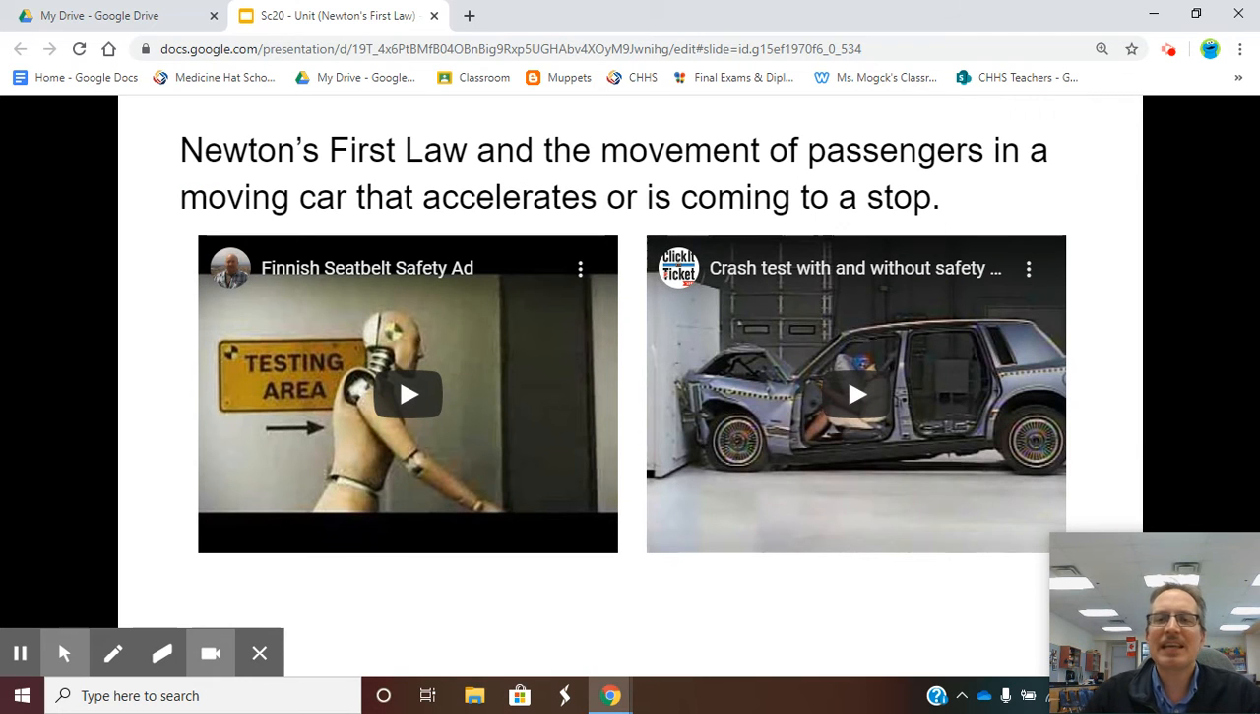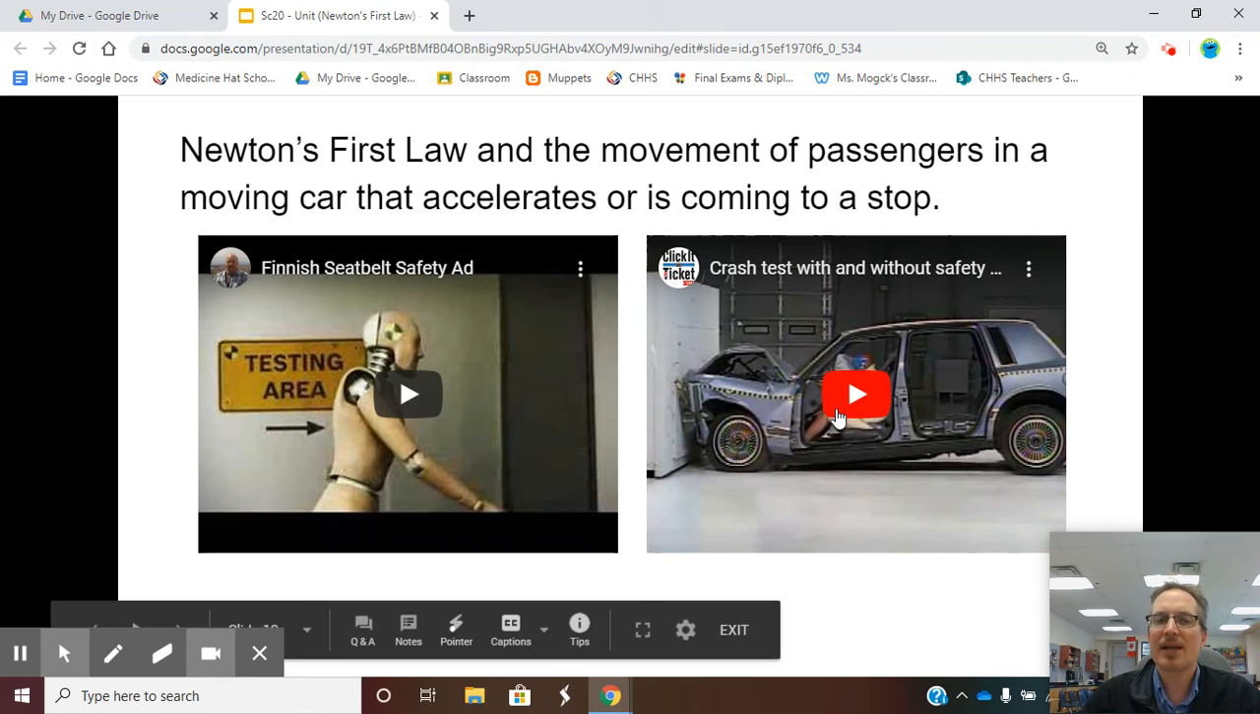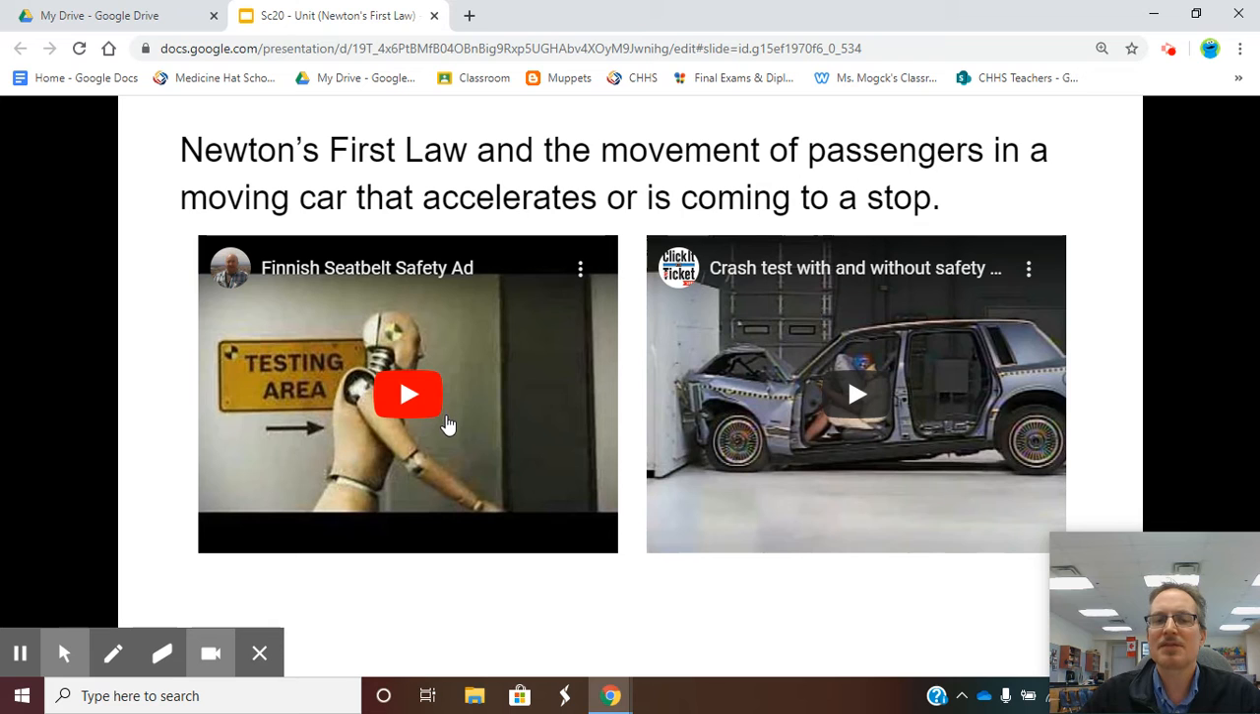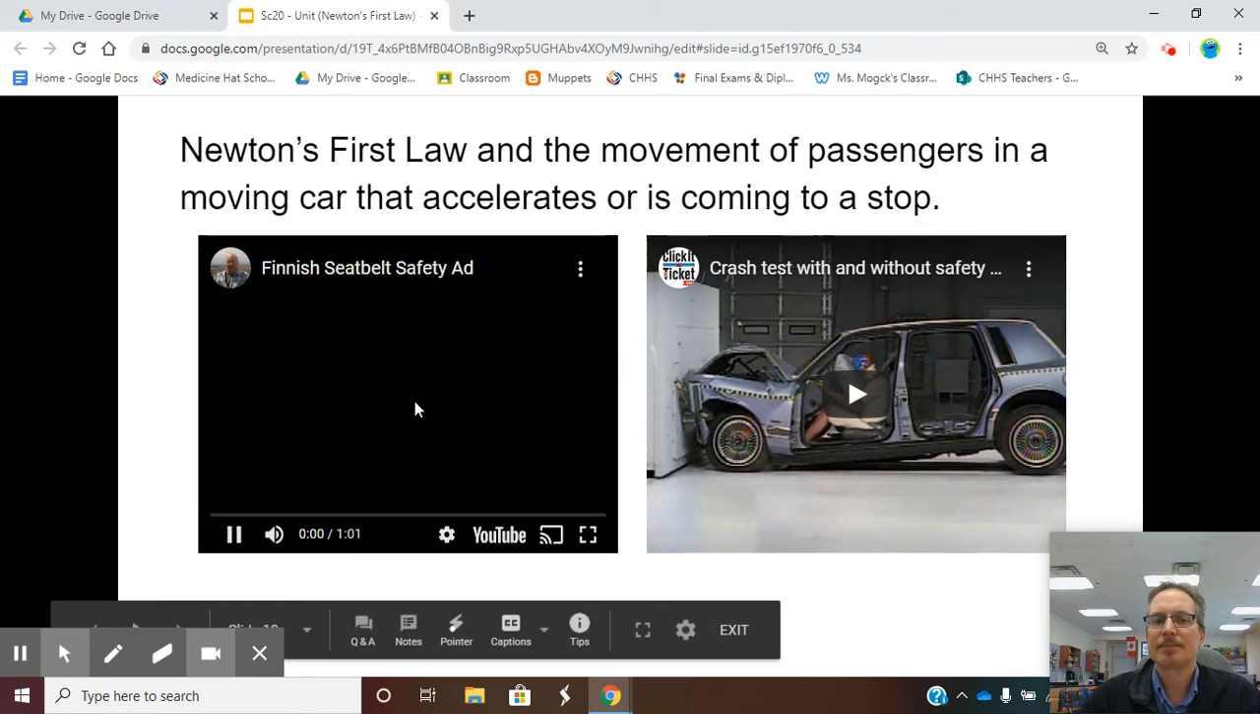Well, you've seen this already when you think of Newton's first law and the movement of passengers in vehicles. We've seen the video on the right. However, I want to show both of these. They're both about seatbelts. So we will watch the one on the left and then we'll talk. We'll watch the one on the right and we'll talk again.